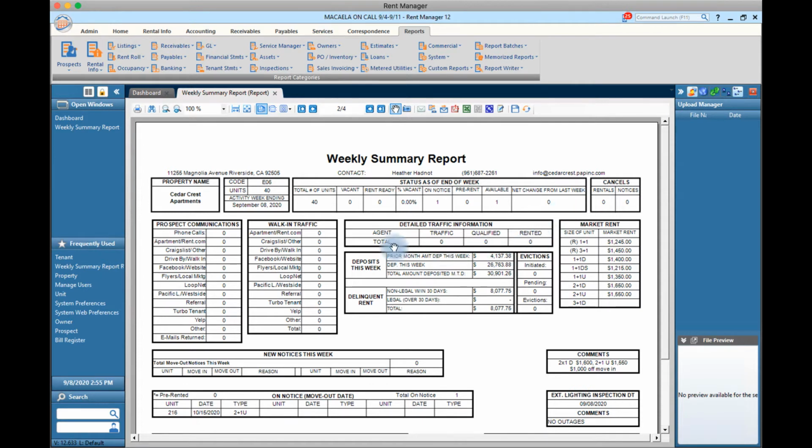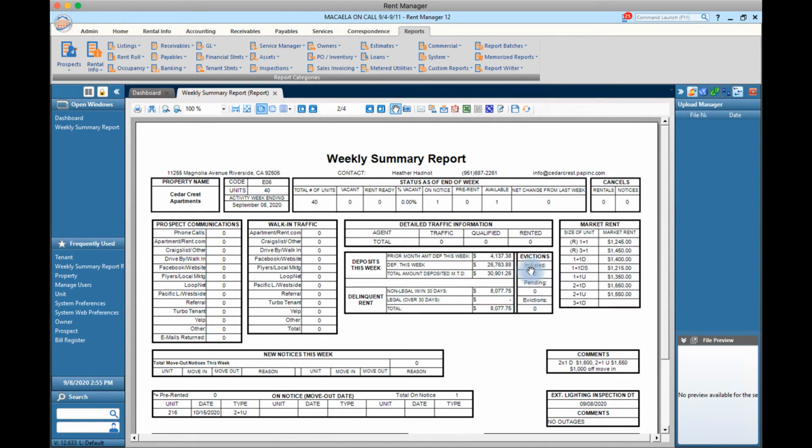If we had any traffic, anyone who came in who submitted a credit check, they will be displayed right here along with the leasing agent name. We have deposits this week, so how much money we received from rent will be right here, and then we have delinquent rent, so how much money is still owed to us.